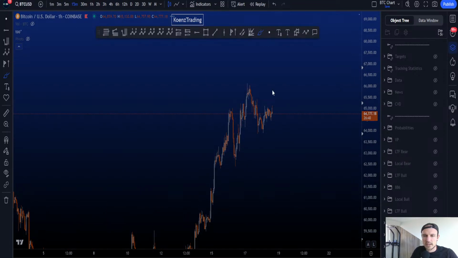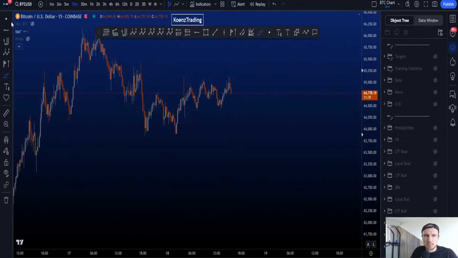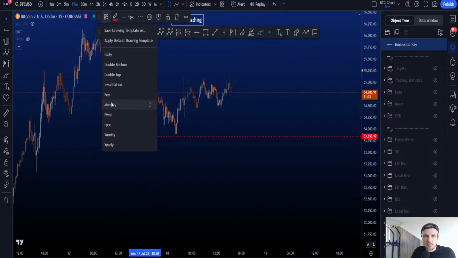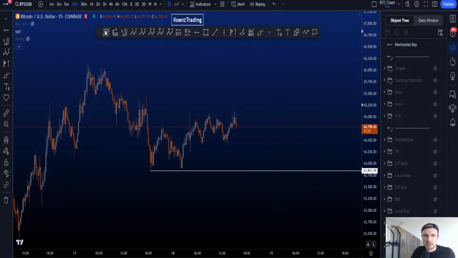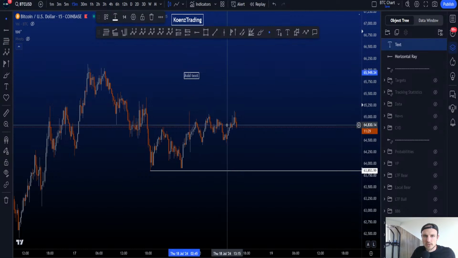I don't really like to count the 15-minute at the moment. What we can count though is this. If this move to the upside is bullish, we want to count one of 3 structures, and that is impulse, diagonal, double 1, 2.